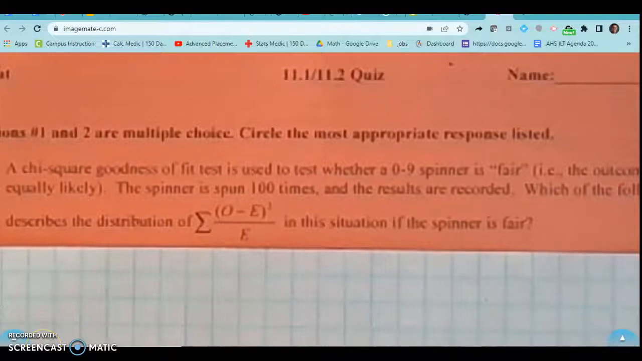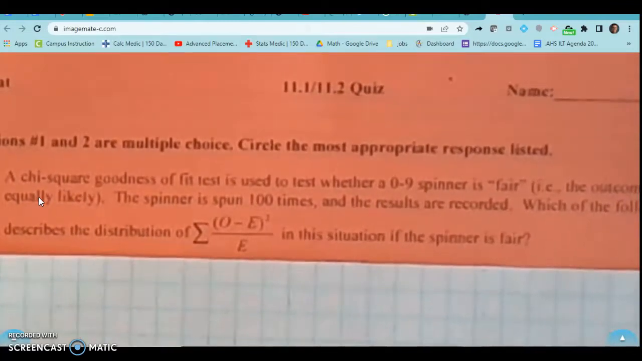So let's look at question number 1 here. In question number 1, they say we have a spinner that has sectors labeled 0 through 9, and we want to know if it's fair. In order to be fair, as it says in the question here, it has to be equally likely that the spinner would land on any one of those different sectors.